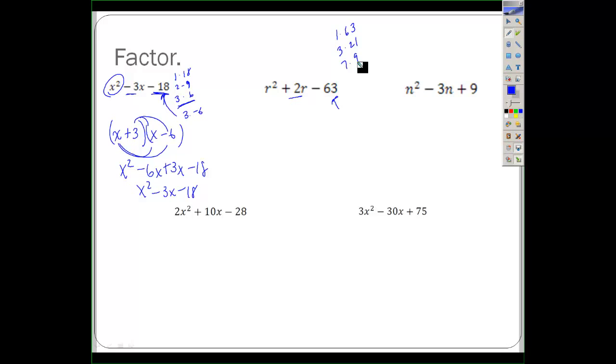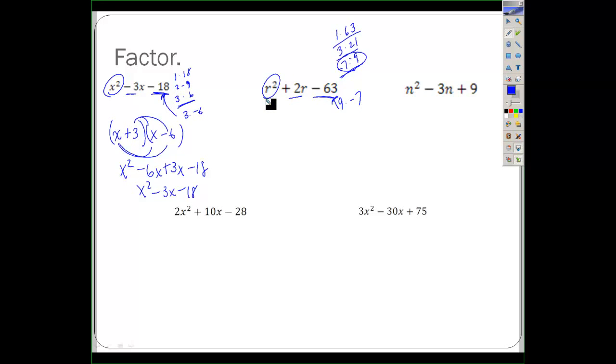I have to use these numbers as pairs. 1 times 63 is not going to add up to 2. 3 times 21 will multiply to get 63, but it's not going to add up to 2. So I'm going to pick 7 times 9. One of these numbers has to be negative because my product has to be -63. So I'm going to choose +9 and -7. 9 times -7 equals -63, and 9 plus -7 equals +2.